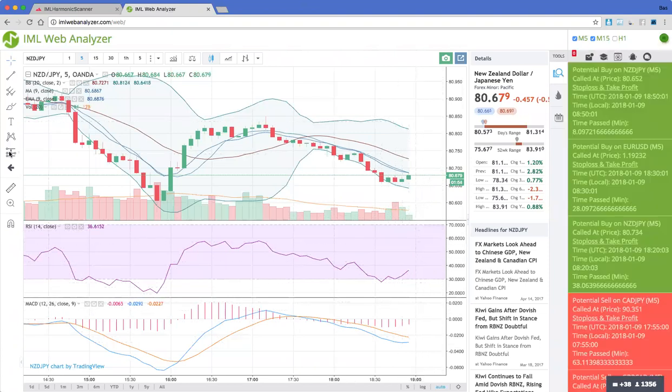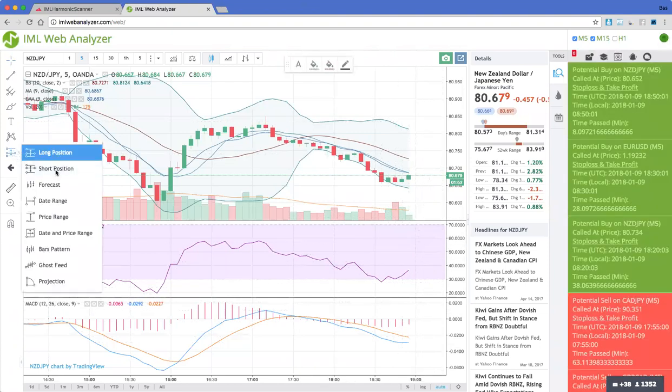That's the moment that on this software, you actually need to calculate your take profit and stop loss level yourself. So let's say I want to do a buy from here.